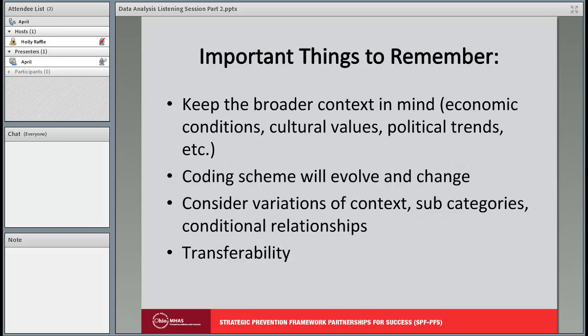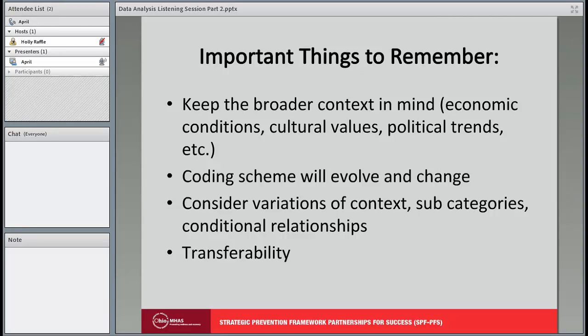At this stage, it's important to keep the broader context in mind. Think about the economic conditions, cultural values, political trends in your community, and how they might be impacting the things that people say. These could help explain some of your discrepancies, for example. It's also important to remember that even though we've finished the coding and categorizing stage in theory, your coding scheme will evolve and change throughout the data analysis process. Again, it's an iterative process that's constantly comparing itself. So don't be afraid to recategorize or reorganize even at this stage.